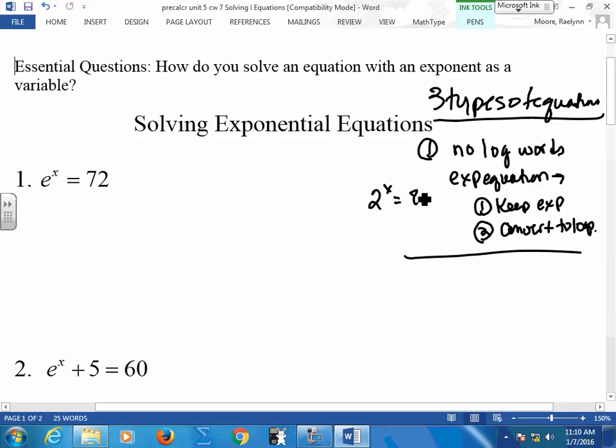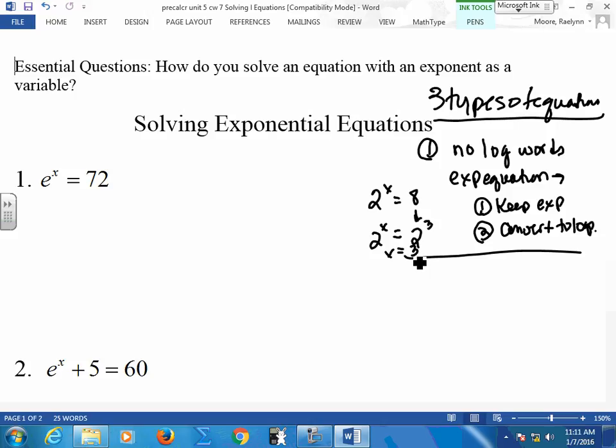So 2 to the x equals 8. I need to know what my exponent is. Now, sometimes I could break this one down into a base of 2, right? Then I could say, okay, x is equal to 3. Now, we also learned a nice little rule that brings down that exponent. It's your power rule, but it's got to say log in front of it.